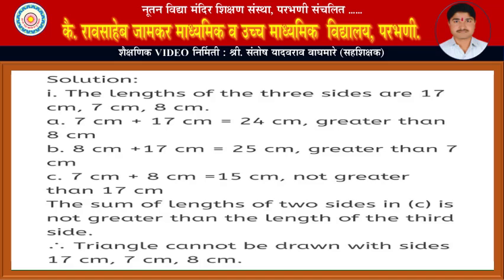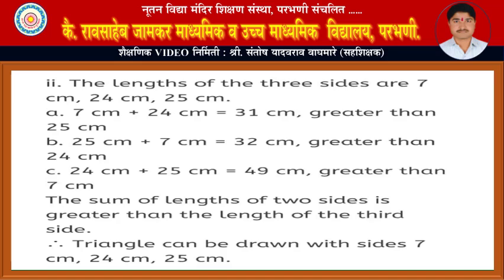So what we did here, we added two sides at a time in operation A, B and C, different two sides, and checked whether the addition is greater than the remaining third side. If all three operations say yes, it is greater, then only we can say that the triangle can be drawn. Otherwise, we cannot draw. So let's solve the remaining 5 sums in the similar way. Second question. The lengths of the three sides are 7 centimeter, 24 centimeter and 25.